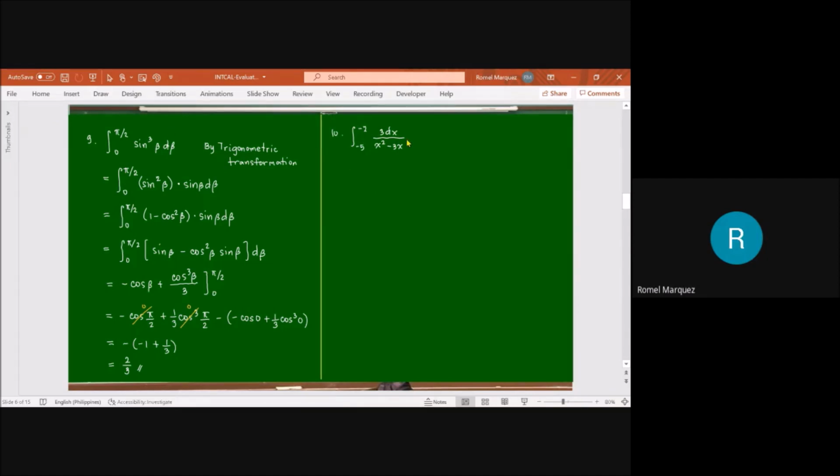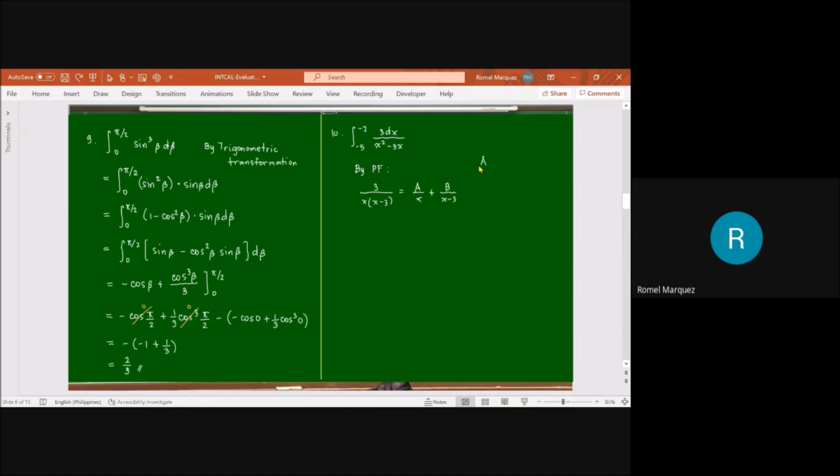Okay, guys? So we can evaluate this by what? By partial fractions, no? Yan. So we have 3 over x times, what is the factored form? X minus 3, no? So corresponding to x, this is case 1. A over x, that's the partial fraction corresponding to that. For x minus 3, we have b over x minus 3. Yan. Okay? So I thought you already know how to solve for a and b fast, no?